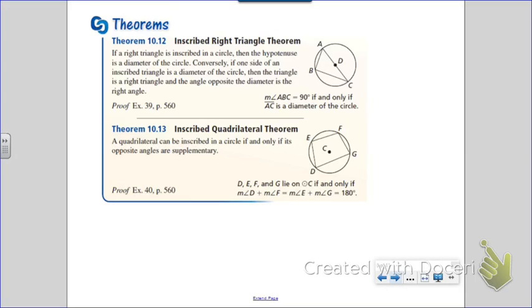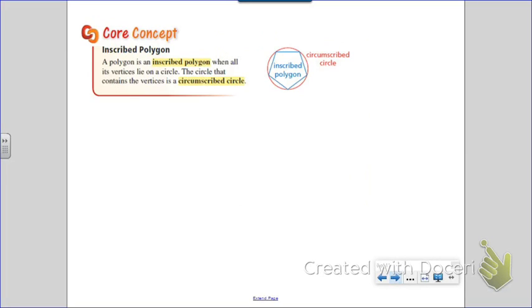If you can inscribe a quadrilateral inside of a circle, then the opposite angles have to have a sum of 180, both pairs of opposite angles. If a polygon is inscribed in a circle, then it follows that you could draw a circle around the polygon so it intersects at each of the vertices.